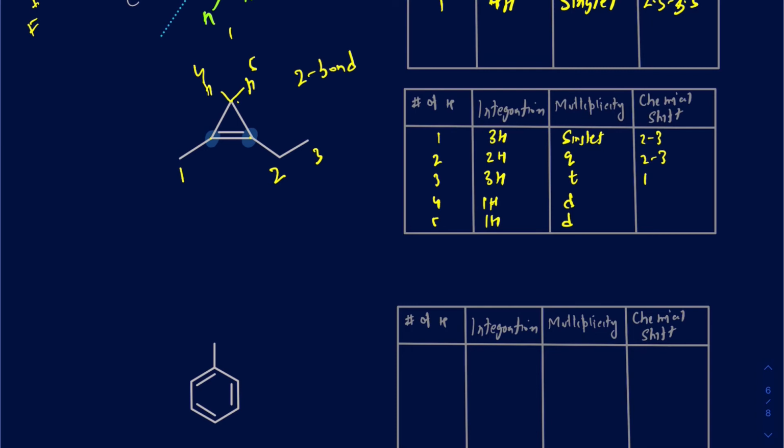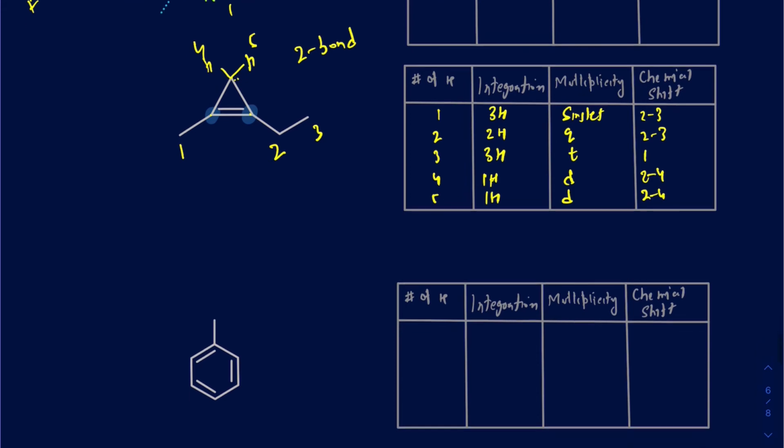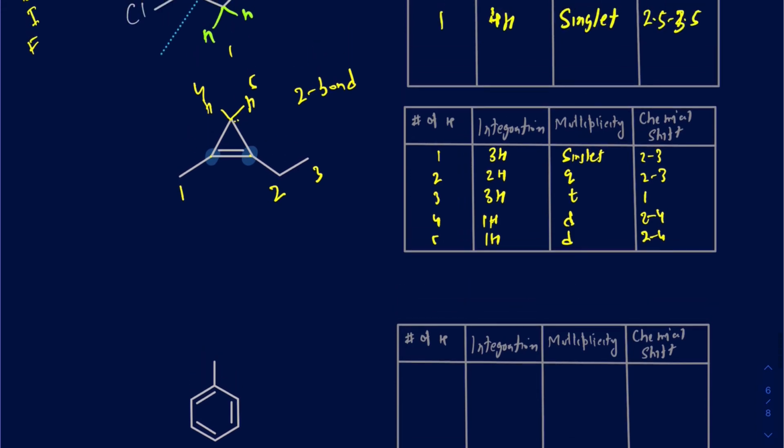4 and 5, they're on the cyclopropyl group, but they are also next to the double bond. So I would say, due to the additive effect, because they are going to be a little bit deshielded because of the cyclopropene group, they are going to be anywhere between 2 to 4, I would say, both of those. So this is how you're going to be looking at the diastereotopic protons.